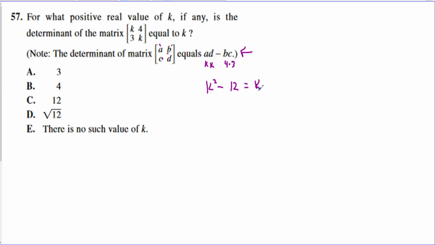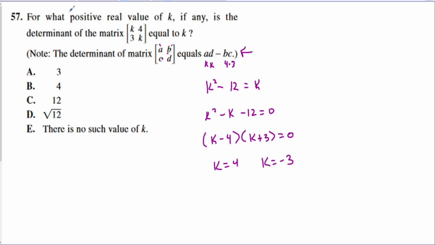This is a quadratic equation. I'm going to subtract this k over and say k squared minus k minus 12 is equal to 0, right? Get it in factorable form. And then once I've done that, I can now factor this as k minus 4 and k plus 3 equals 0. And I'll get two answers. One answer is k is equal to 4. The other answer is k is equal to negative 3.